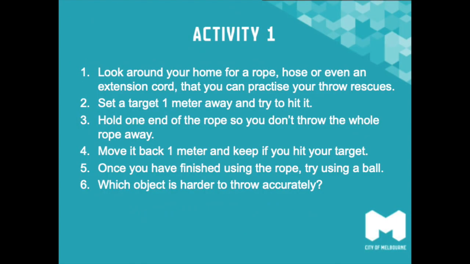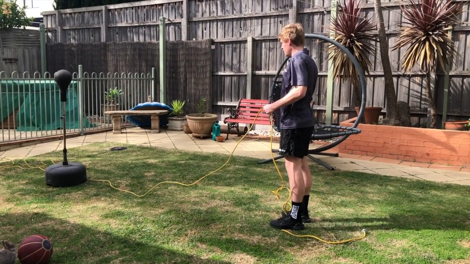Activity 1. Have a look around your home for a rope, hose, or even an extension cord that you can use to practice your throw rescues. Set a target 1 meter away and try to hit it. If you do use an extension cord, rope, or hose, make sure you hold the opposite end that you're about to throw so you don't throw the whole rope. Then drag it back and try again at a different distance.